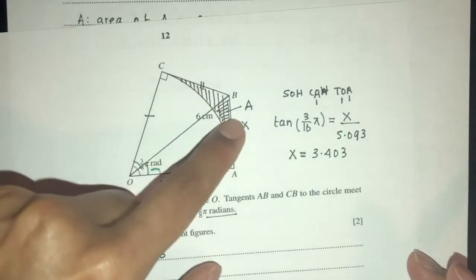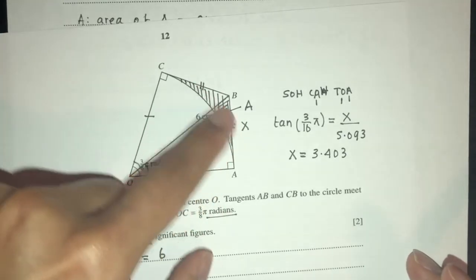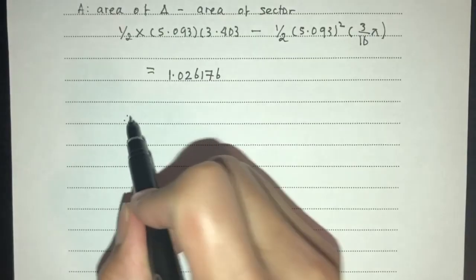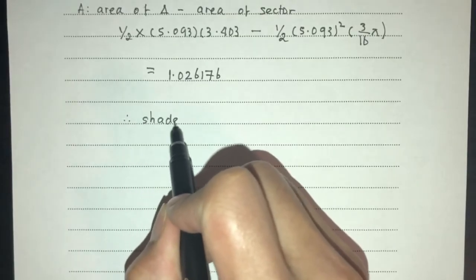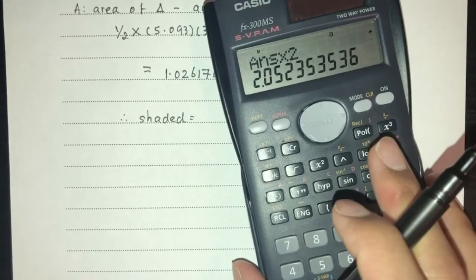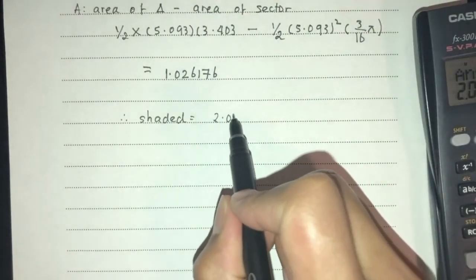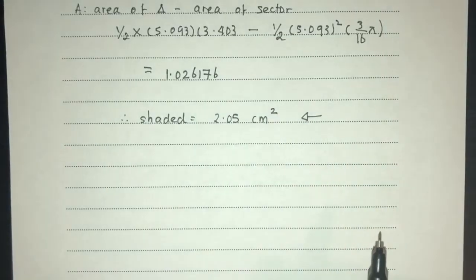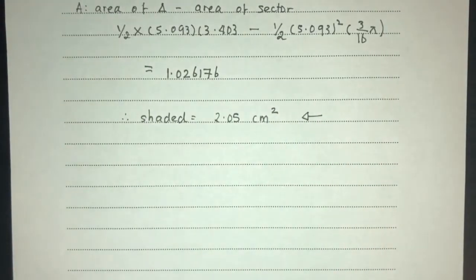We need this together, but since this and this are the same, we can just multiply by 2 to find the area. So shaded area will be this times 2. That will be 2.05, correct to 3SF. That will be centimeter square. And that will be your answer for question number 8.